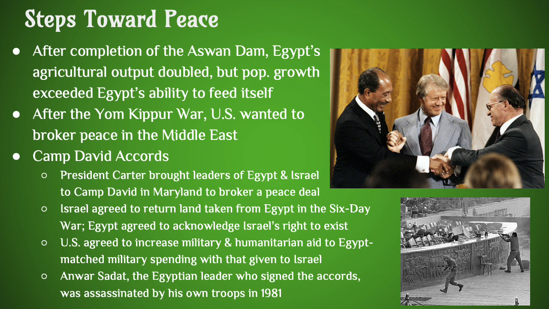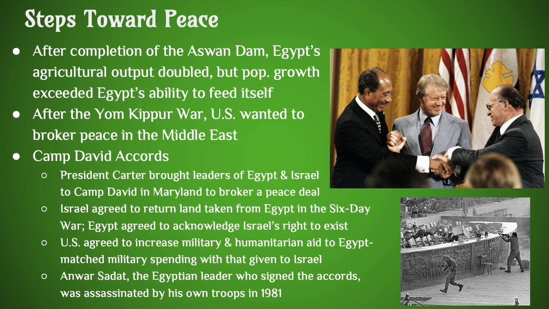And probably President Jimmy Carter's biggest achievement on the international stage is what's called the Camp David Accords. Camp David is this retreat for presidents in Maryland. And so Carter brought the leaders of Egypt and Israel to Camp David to broker this peace deal. And the deal was that Israel agreed to return the land that it took from Egypt in 1967, and Egypt agreed, finally, to acknowledge Israel's right to exist.